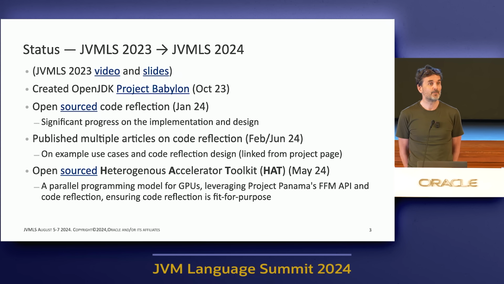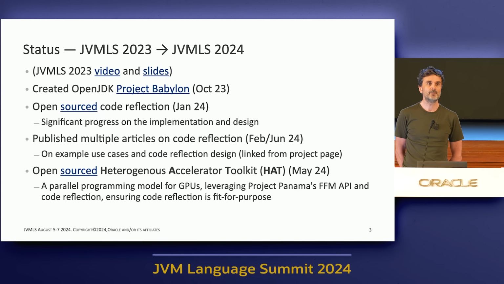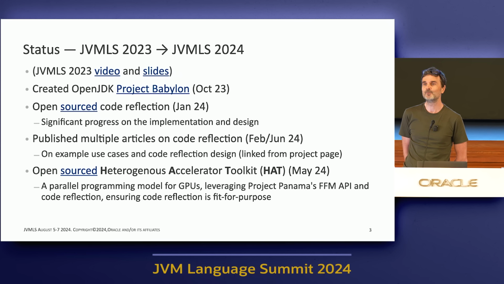So last year I presented on this. This is the first time we disclosed what we were working on. And in between then, we've created a project, we've open sourced the code reflection in January, and we've made significant progress on the implementation and design of this as we go forward. And we published a bunch of articles on code reflection. My goal on these articles was to sort of inspire people, not to necessarily go deep down into the design of it, to inspire people of what might be possible so that people can do their own things and surprise us.